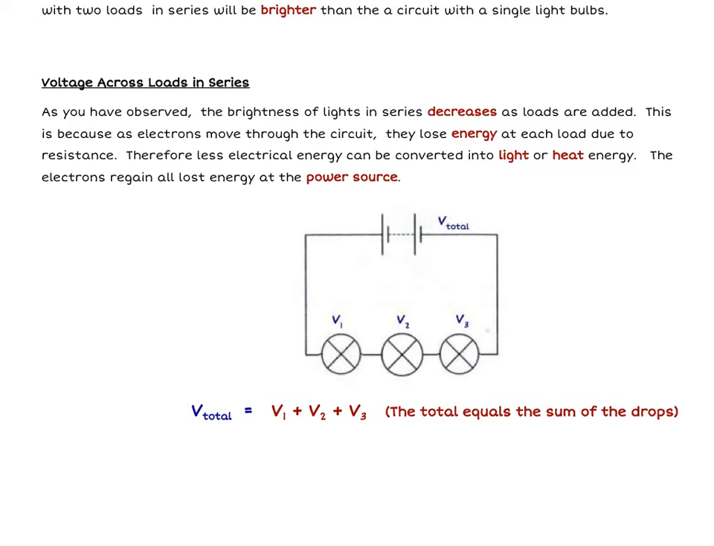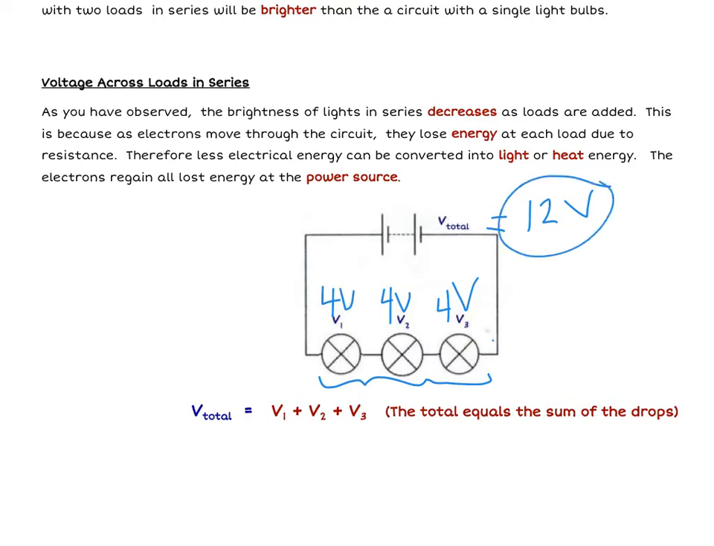So for instance, let's put some numbers here. Let's say the total voltage here was 12 volts. Maybe there's 4 volts that gets lost here, another 4 volts here, and another 4 volts across this last load. Now, they don't necessarily need to be the same, it depends on the resistance there, but in this case, each of those lamps is equivalent. And so once all 4 volts are lost times 3 lamps, the current now has no energy and needs to recharge at our battery.